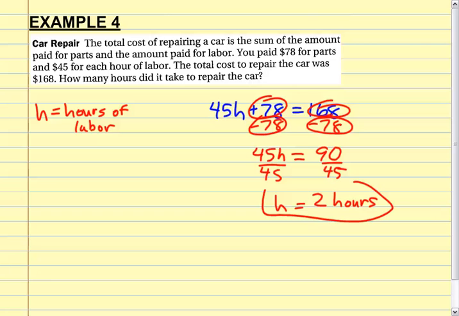So it took them 2 hours to work on my car. Remember, the thing they ask for is always the variable. You know that, and then you put stuff around the variable to write your equation. Okay? Excellent job. You're ready for your homework.